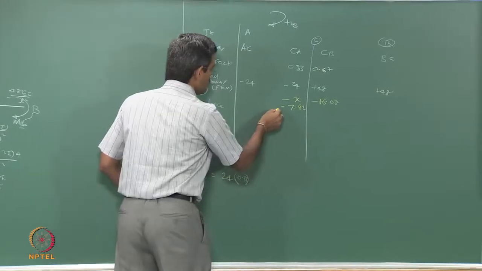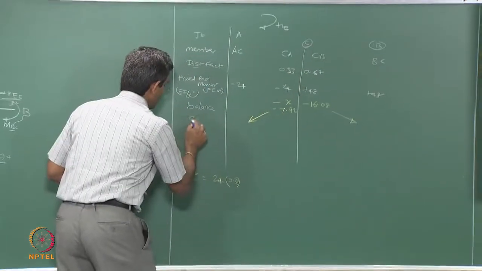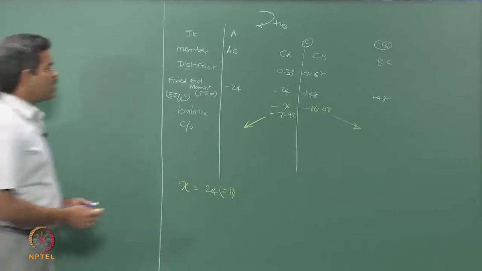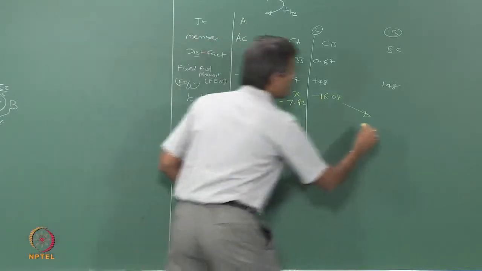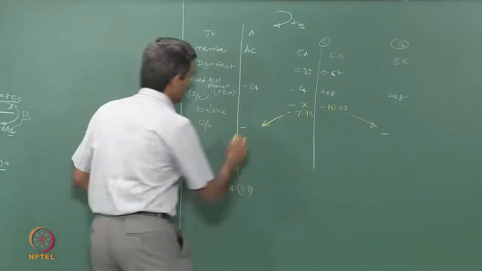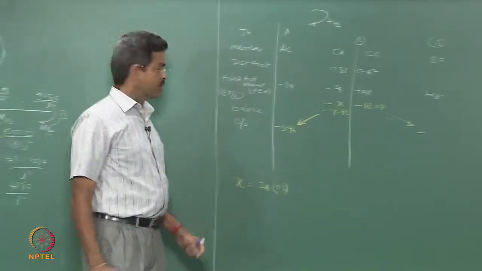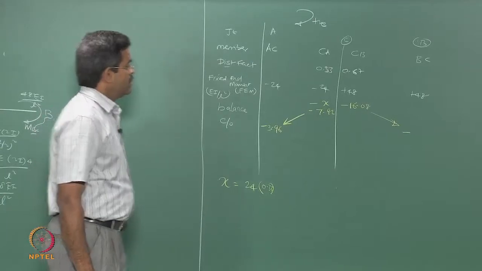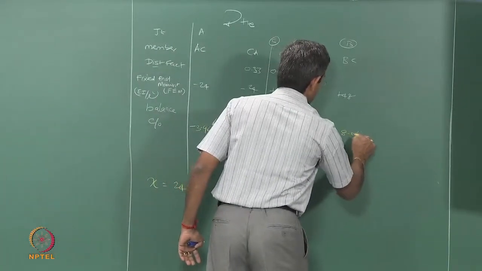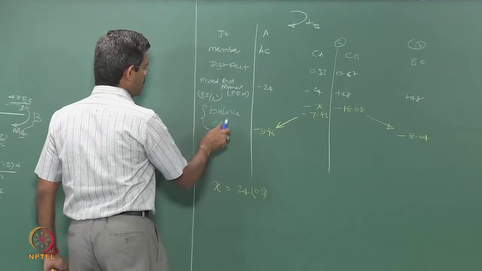Once you do this, you carry over this. I call this the carryover. Now, the carryover is nothing but the same sign, half of this. So, it is 3.96 and this is 8.04. So, this is called one cycle, one balance and one carryover is one cycle.